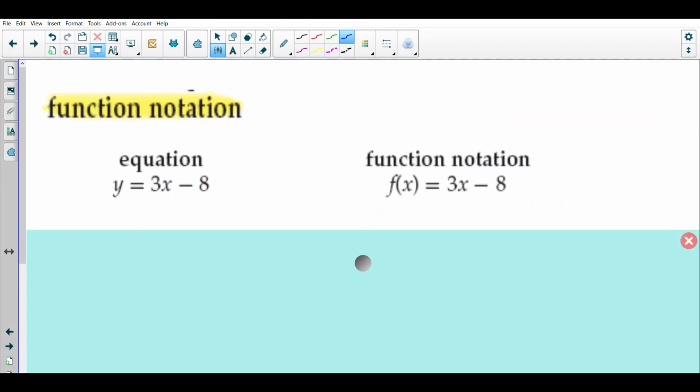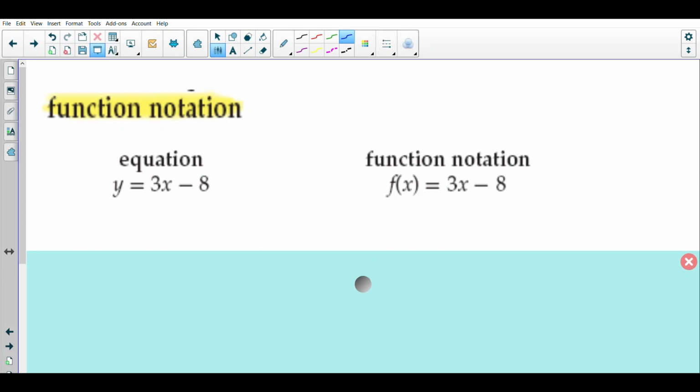So now we have what we call function notation. Notice the equation y equals 3x minus 8, and the function notation f of x equals 3x minus 8. Just notice this is said "f of x." F of x is how it's pronounced. It's just a name. F is not a variable, it's just a name.